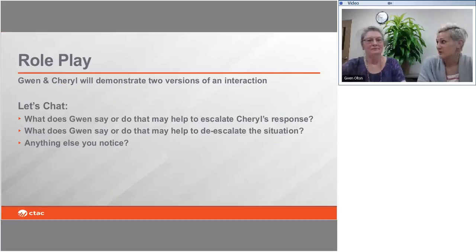So we're going to do a really brief role play. I'm looking at my partner here to let us both know that we need to keep it brief. We want to leave time for questions, and we have some more slides after this too. So we just want to give a little demo of an interaction so that you can contrast and compare a little bit.